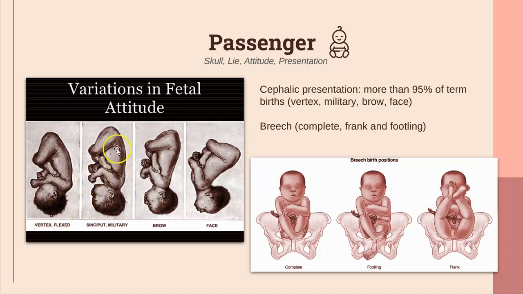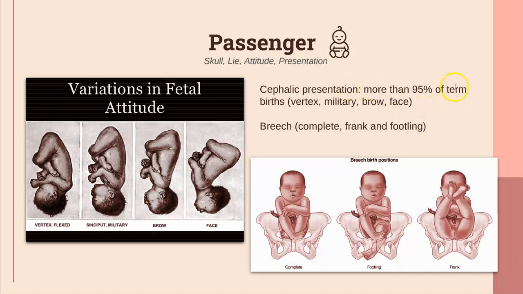Military is more straight up and down. You can see how the baby's neck is more flexed. With this, it's more straight up and down. Brow, the baby is becoming a little bit more extended. They might actually present with the brow. And then face, you can see this is the widest diameter that you can have. So you can see how that might be a very difficult, if not impossible, vaginal delivery.